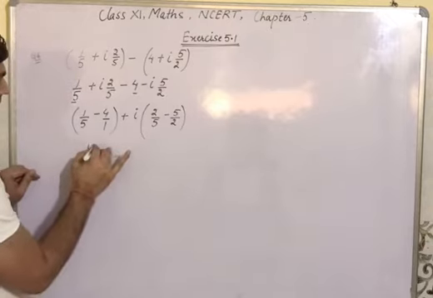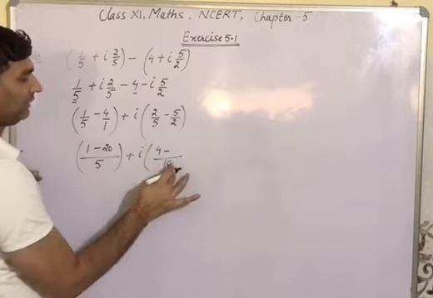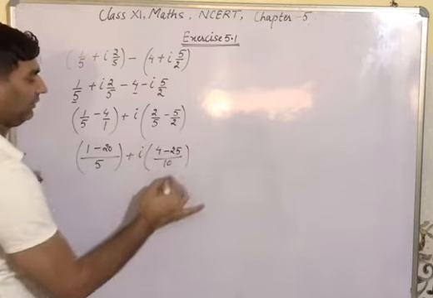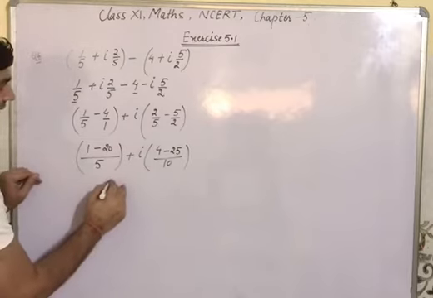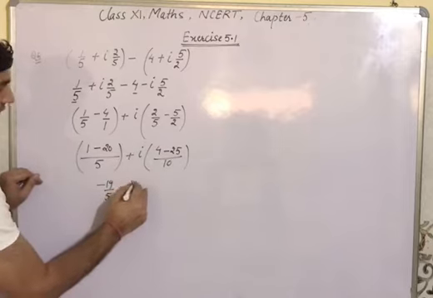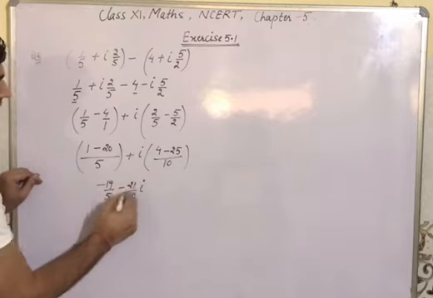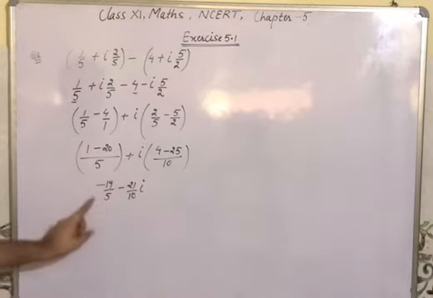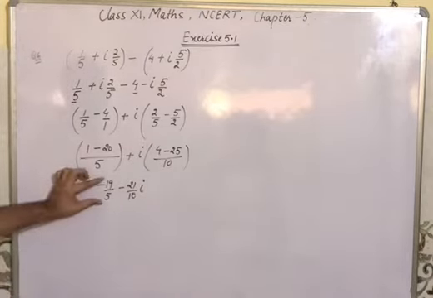This is the real part, and this is the imaginary part. Taking LCM 10: 5 2's are 10, 2 4's are 8, minus 25 over 10. So we get minus 19/5 and minus 21/10 i. This is the form a + ib, where a is minus 19/5 and b is minus 21/10. And then question number 7.